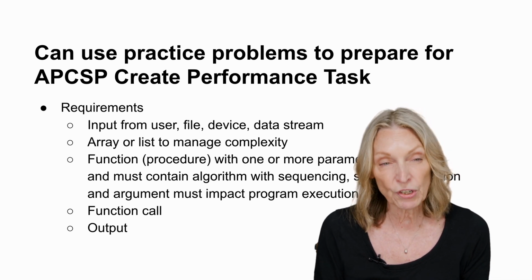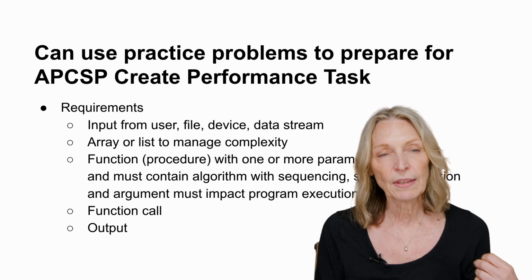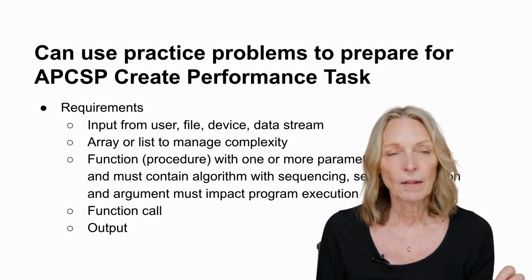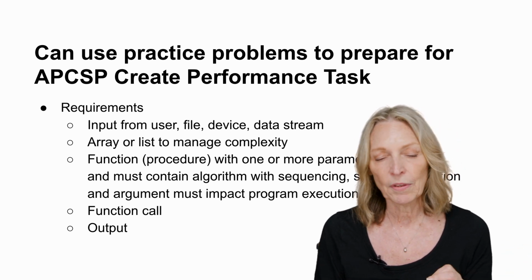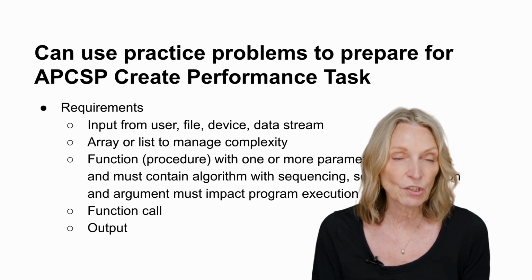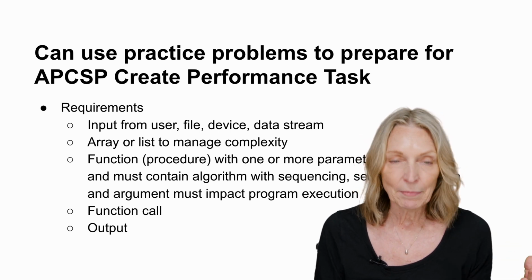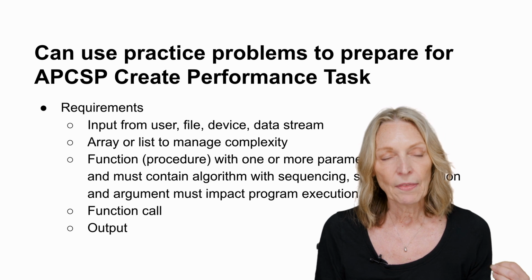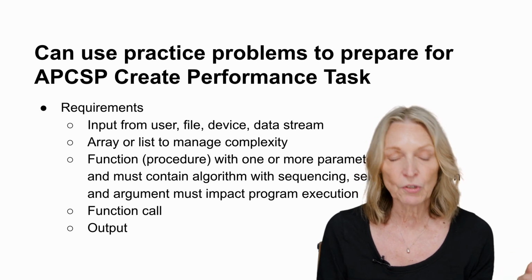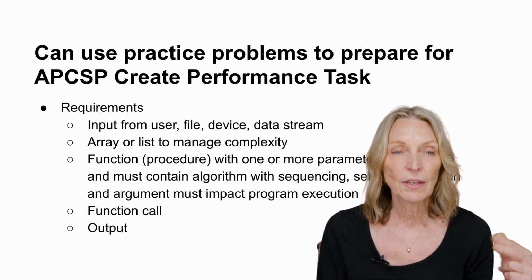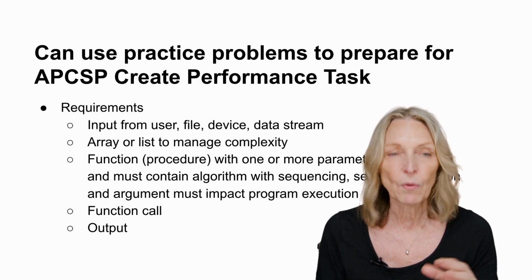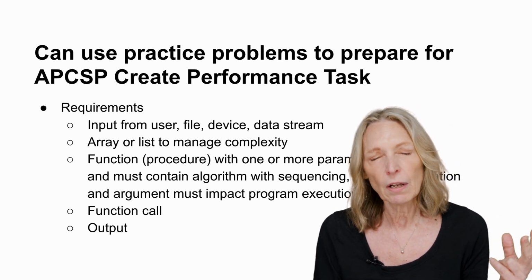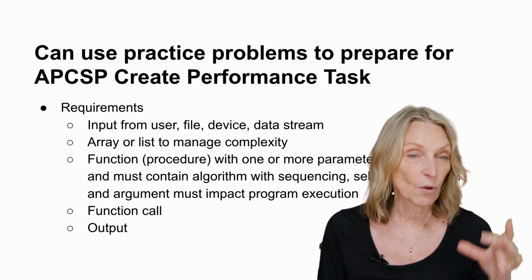It has to have a function or procedure, as they call it, that uses one or more parameters. The function should contain an algorithm that uses sequencing, selection, and iteration, meaning an if statement and a loop. And that has to have an argument that's passed into the function that impacts a chunk of code that's going to execute. So there could theoretically be a different argument that causes a different segment of code to execute.